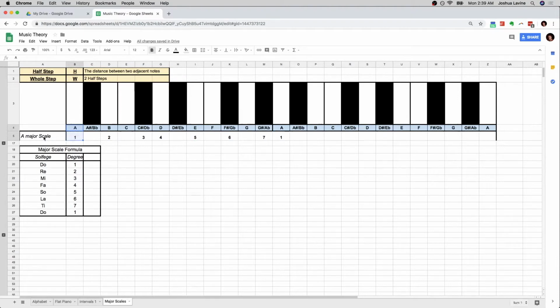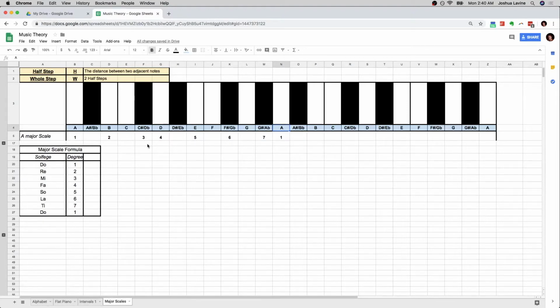The first degree of A major is A. The second degree is B. The third degree is C sharp. The fourth degree is D. The fifth degree is E. The sixth degree is F sharp. The seventh degree is G sharp. And the first degree is, of course, back to A.